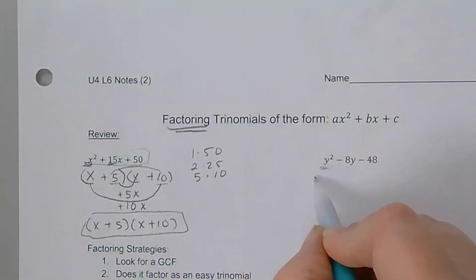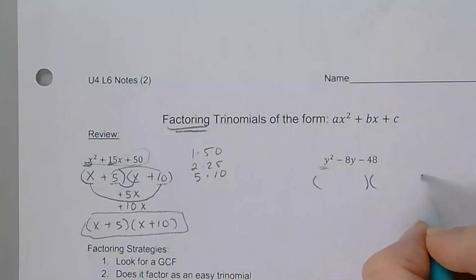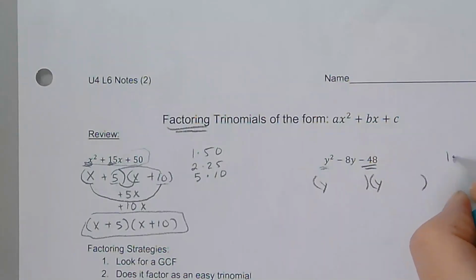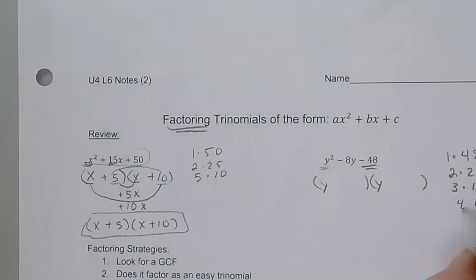Since this is y squared, if I'm going to write the factors, the two things that multiply together, I would have y and y, because y times y is y squared. The next thing I'm going to look at is this number. I want to write the factor pairs of the number 48. 1 times 48, 2 times 24, 3 times 16, 4 times 12, 5 doesn't work, 6 does, 6 times 8.